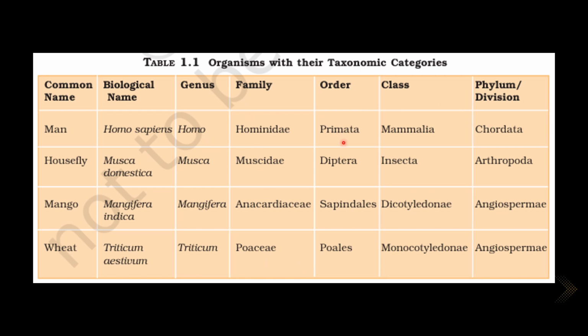Now all man come under class Mammalia. Housefly comes under Insecta. Now, wheat, you know, it's a monocotyledon plant, so it comes under monocotyledon. And mango is dicotyledon, so it comes under dicotyledon. And these two belong to angiosperms. Housefly is an insect, so it belongs to Arthropoda. And man, you know, belongs to phylum Chordata. So you can learn this whole table.